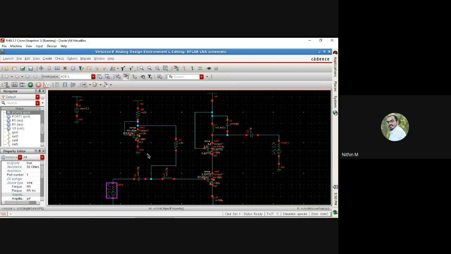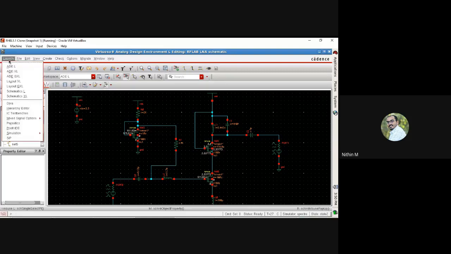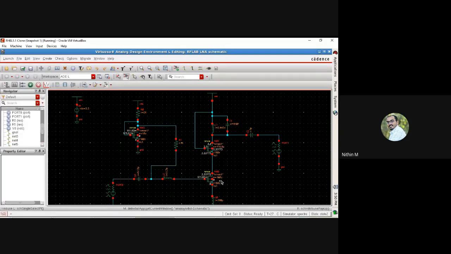If you did not get what a port is, you just neglect it for the time being. Our intention is just to see the harmonic components coming out of this black box, which is in fact an amplifier. So what I will do here is I will launch an ADE. I think I already have launched it.